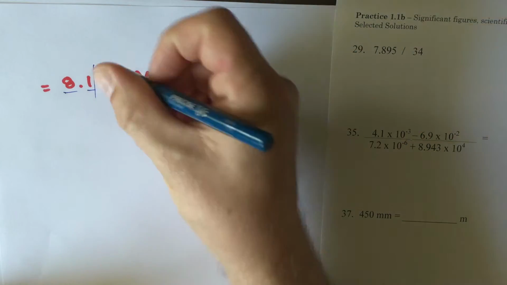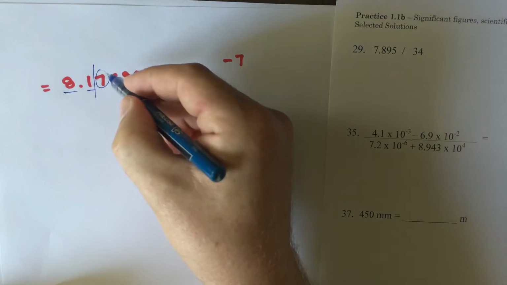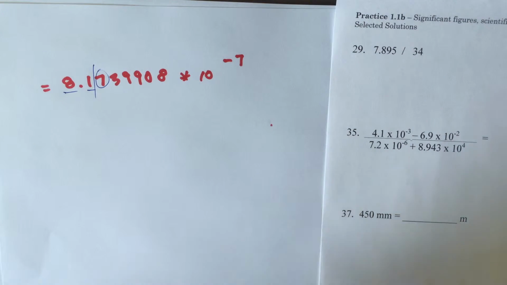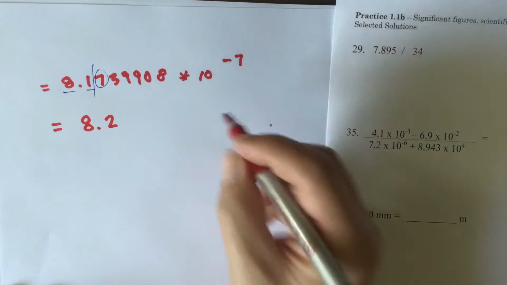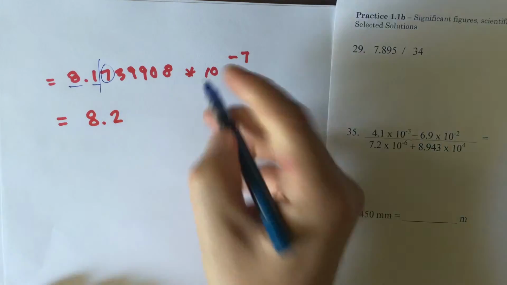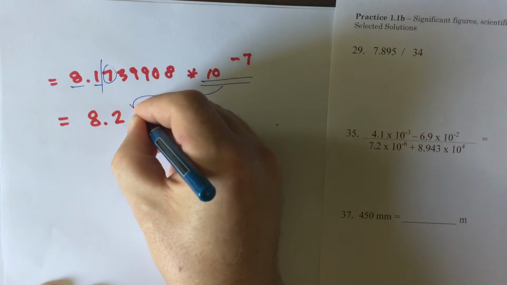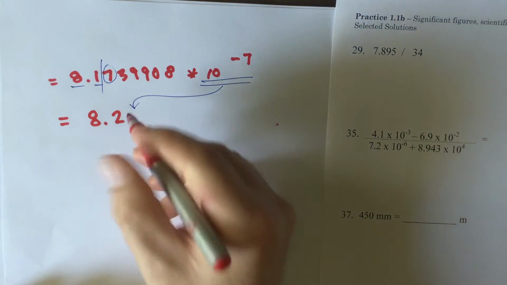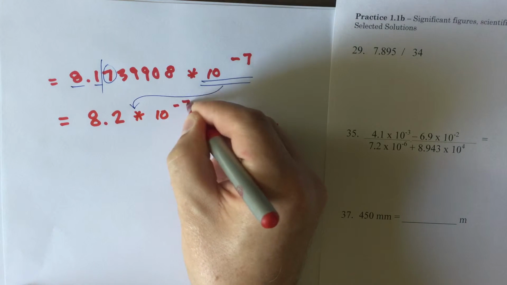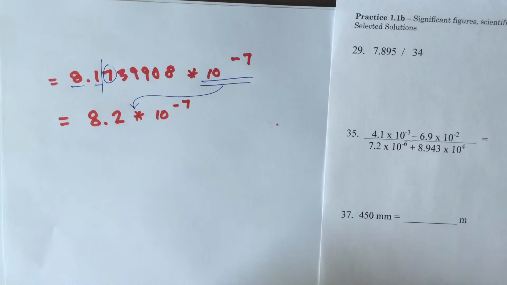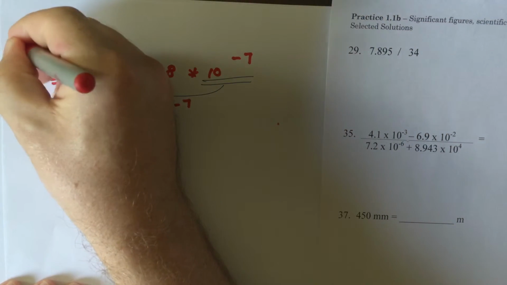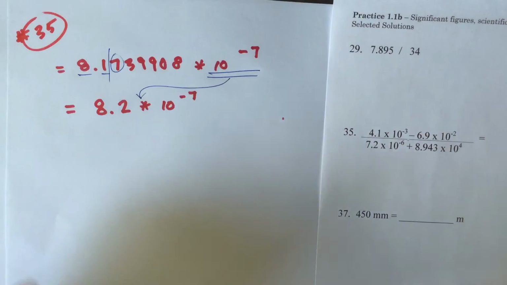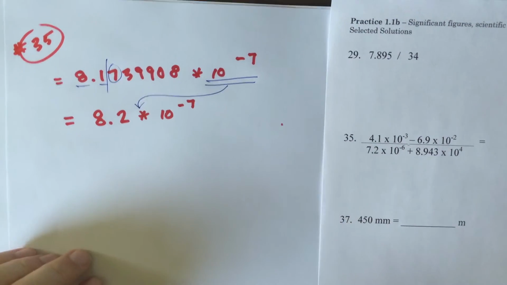And when I look at the next digit after that spot, it's a 7, which means I want to round up. So I'm going to write this number, to 2 sig figs, as 8.2, and then I still have to keep this place value. So I'm going to write 8.2 times 10 to the negative 7 power. And that is the answer to number 35, to the correct number of sig figs. Let's take a look at number 37. I'll write up here number 35 just so you can keep that straight. All right, number 37.